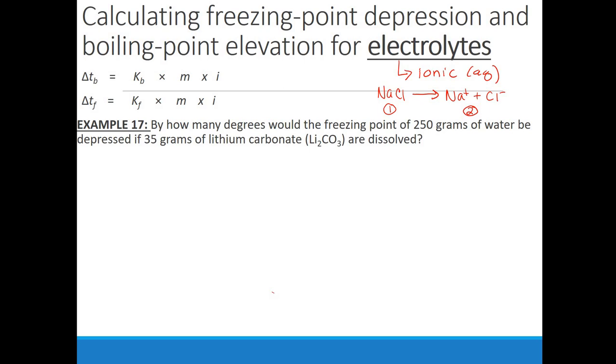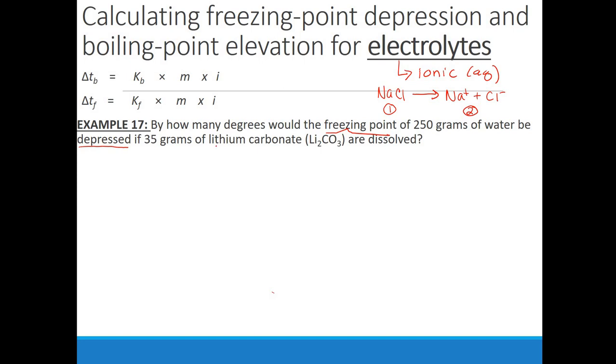So we're going to go through and do example 17. I'll have you guys try one on your own. This one's asking by how many degrees would the freezing point of water be depressed? We know we're decreasing it, and we're talking about freezing point, which makes sense because as we add a solute to water, it decreases the freezing point. It prevents that intermolecular force from taking place.